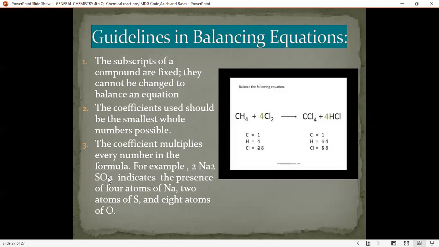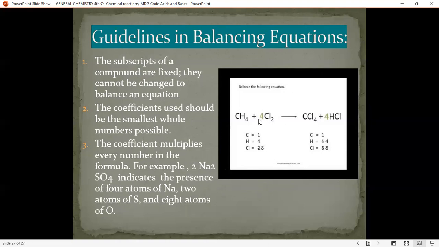All right. So we have here Na2SO4, class. So 2 multiplied by 2, that will become 4, so 4 atoms of Na. 2 multiplied by 1 in the sulfur, we have 2 atoms of sulfur, and 2 multiplied by 4 in the oxygen, we have 8 atoms of oxygen. So this is the distributive property of multiplication. In this specific formula, you have distributed the coefficient 2 and multiplied it with the different numbers of atoms already indicated in that chemical formula.